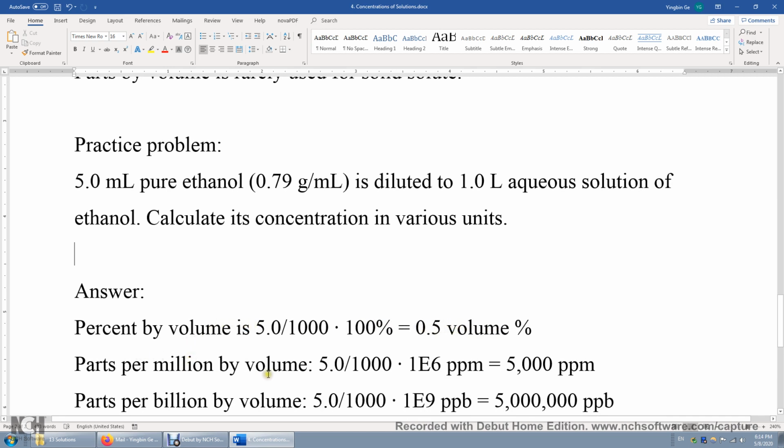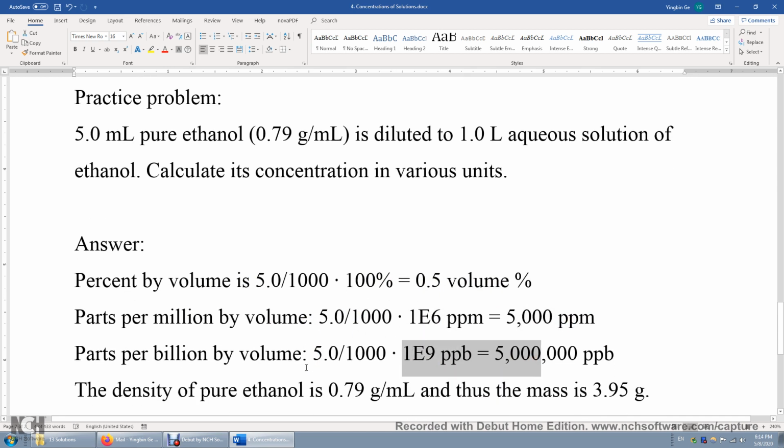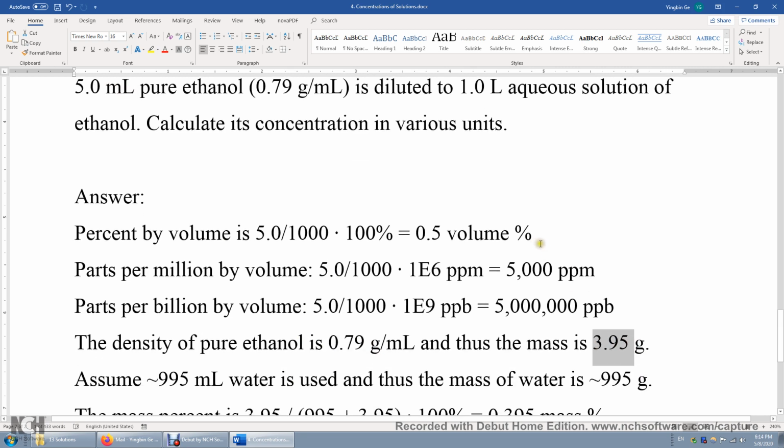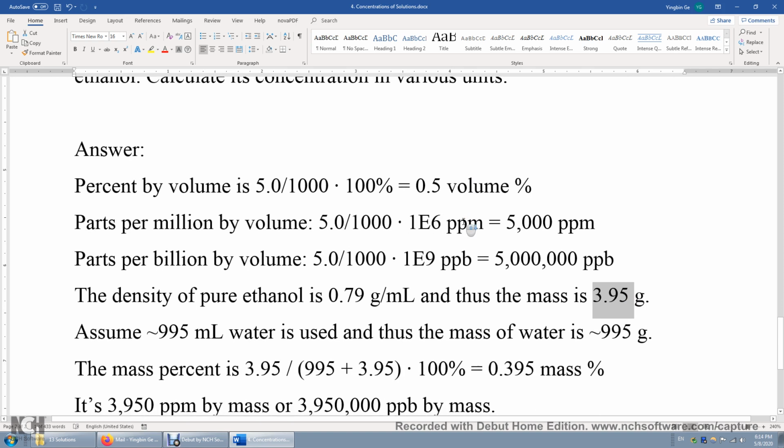Parts per million, parts per billion, you can just do this kind of calculation very easily. Now, the density of pure ethanol is 0.79 gram per milliliter, and we started with 5 milliliters. So 5 times this, you get the mass. 3.95 grams of ethanol is dissolved in water. Now we need to estimate the amount of water we used. So ethanol is 5 milliliters. The final volume of the solution is 1000 milliliters. So I'm going to assume roughly 995 milliliters of water is used to make the solution.